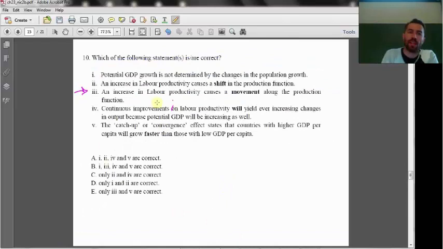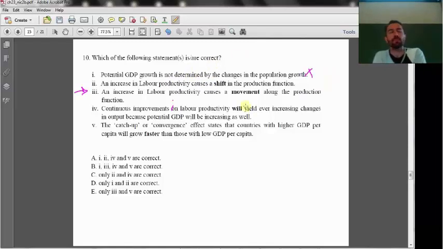So, potential GDP growth is not determined by changes in population growth. Would we say the following? Potential GDP growth is determined by changes in the population growth. Would that be true or false? Okay, so if "is" would be true, then "is not" would be false.